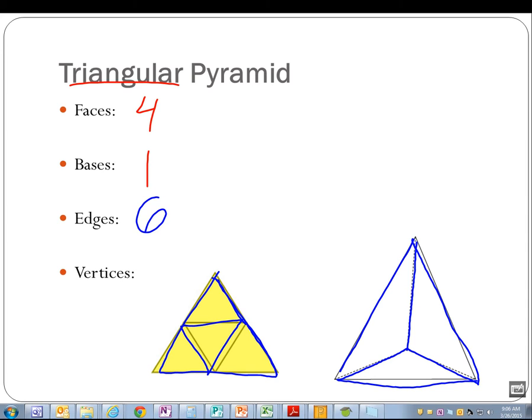And then with the vertices, we have 1, 2, 3, 4. Ooh. Senorita Beavis and Senorita Steening would be very happy to hear that. Okay. So that's the size of the triangular pyramid.